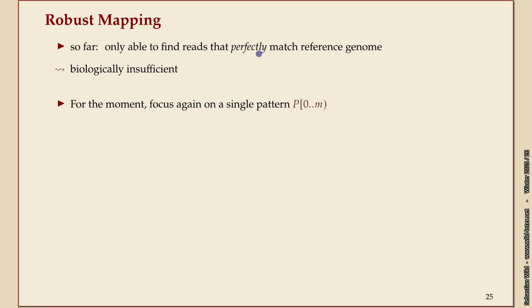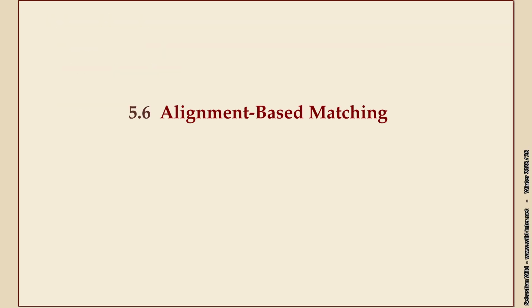I've just recapped that we had KMP and Aho-Corasick, different algorithms for finding perfectly equal matches. And again, we'll take a step back from Aho-Corasick and now focus on a single pattern first. And you'll see the problem is juicy enough even in this restricted scenario.